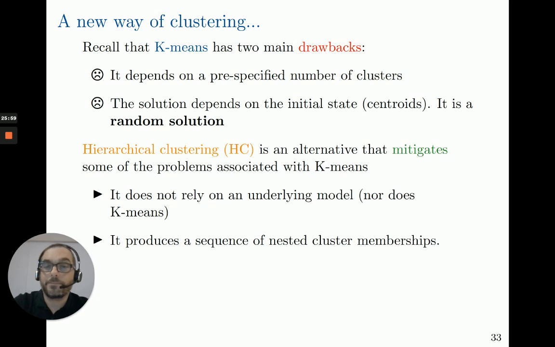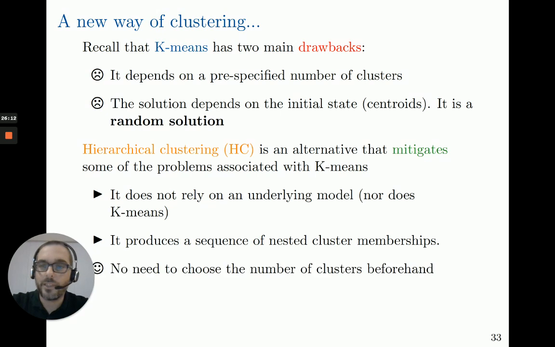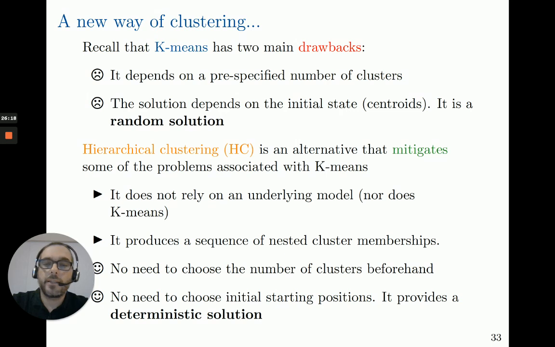The clusters are nested. You start with a division and then subdivisions and it goes like this, similar to a tree. So we do not need to choose the number of clusters beforehand, and no need to select starting positions. So it provides a deterministic solution. It's not a random solution.